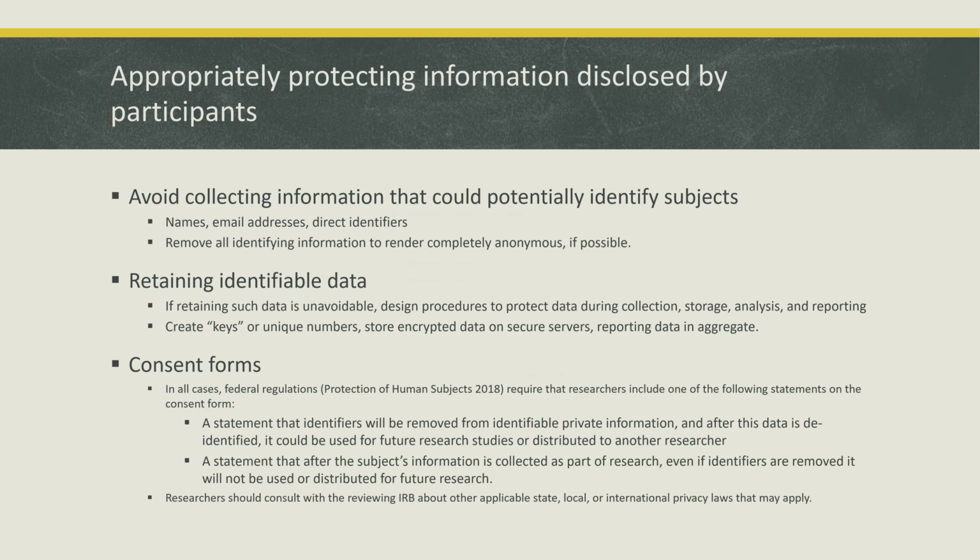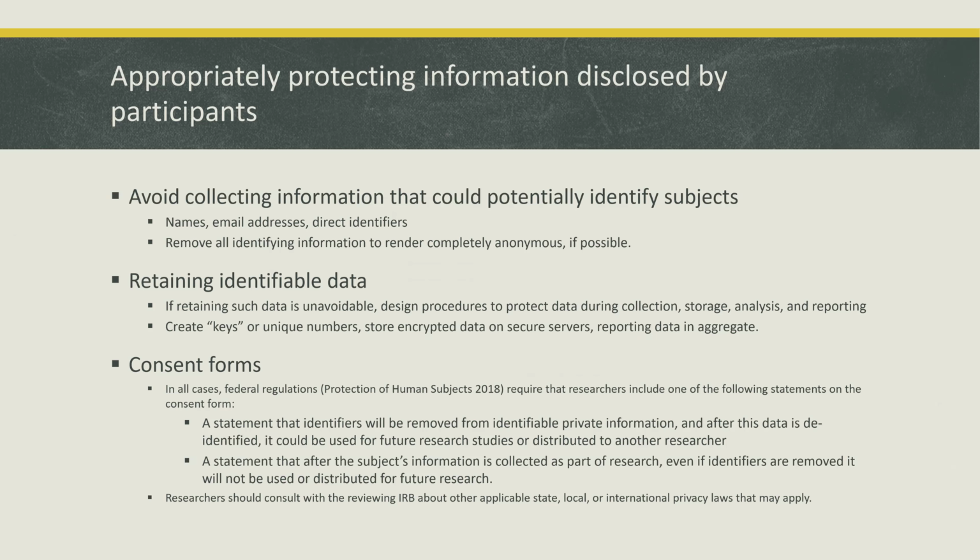Just don't do it. Collection of direct identifiers, such as names or email addresses, or indirect identifiers, such as information that could be used to deduce subjects' identities, should be avoided. If, however, researchers plan to retain individually identifiable data that could place participants at risk of harm if inadvertently disclosed, researchers need to design procedures to protect the data during collection, storage, analysis, and reporting.